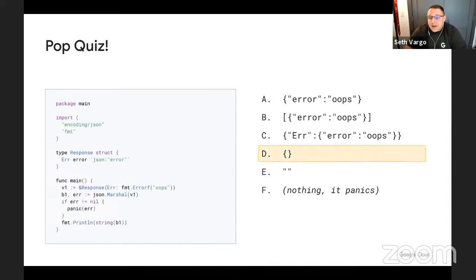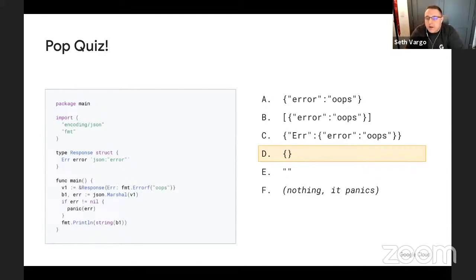Cool. So this actually prints empty curly braces. How many people thought that it would print empty curly braces? And this makes sense if you actually read and understand the Go specification, but we thought it was going to print out the first item there, error key with the value of oops.